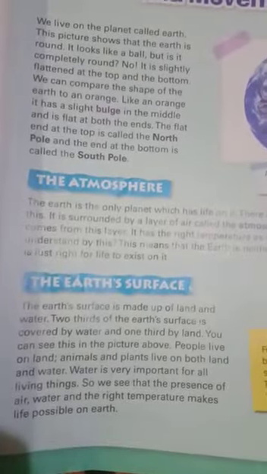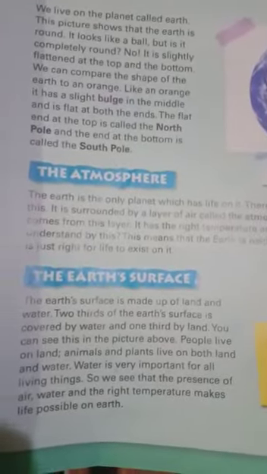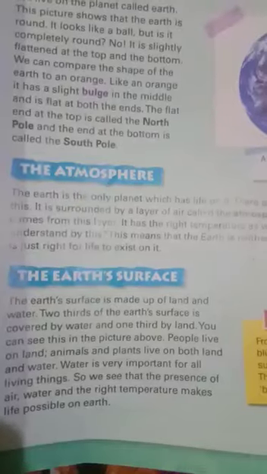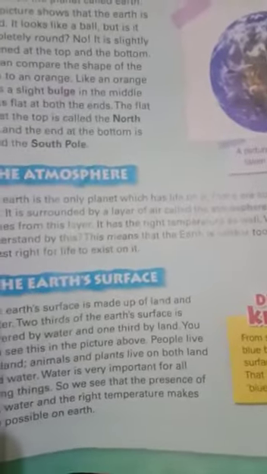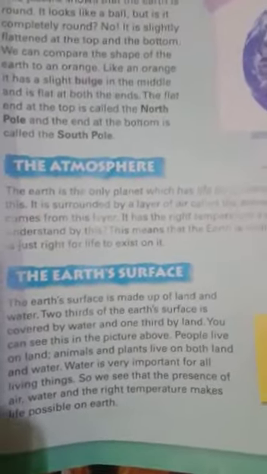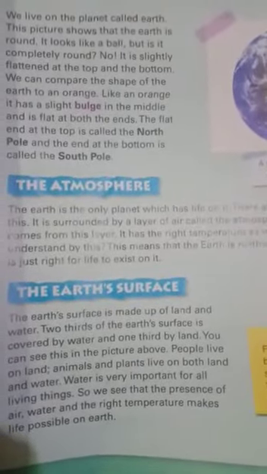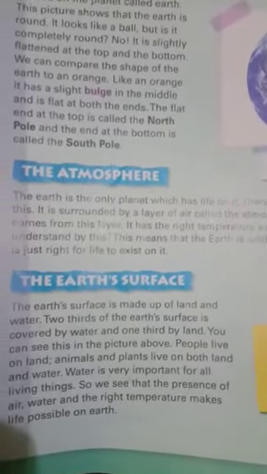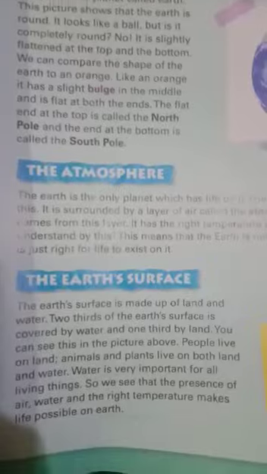People live on land; animals and plants live on both land and water. Water is very important for all of us. So we can see the presence of air, water and right temperature makes life possible on Earth. If we do not get water, we will not be able to live. So the Earth is the only planet where we get air, water and right temperature, and it helps to make life possible on Earth.